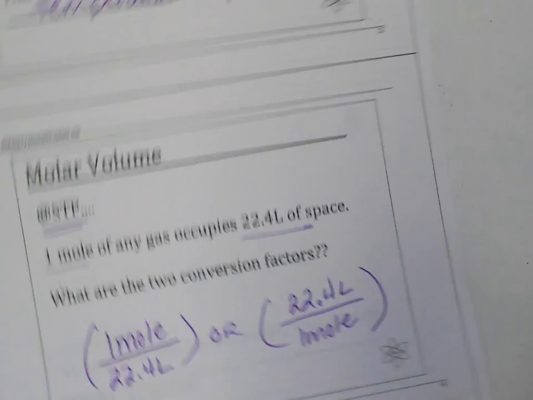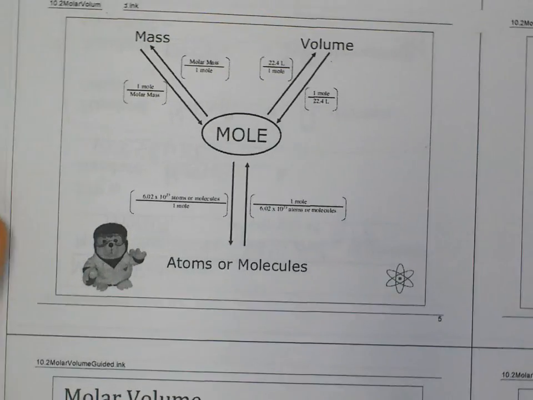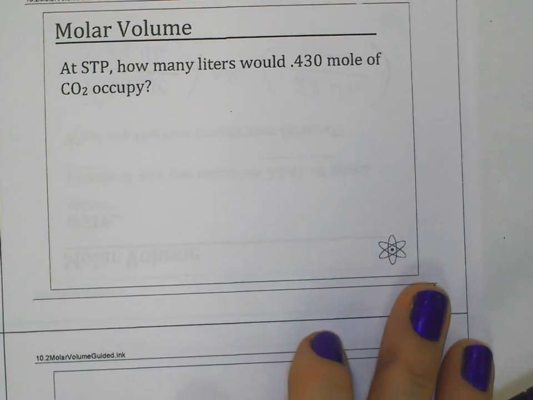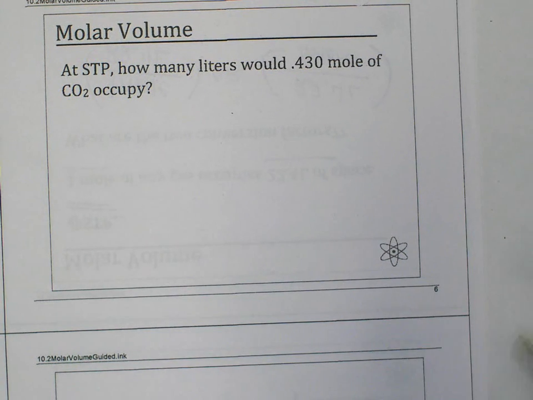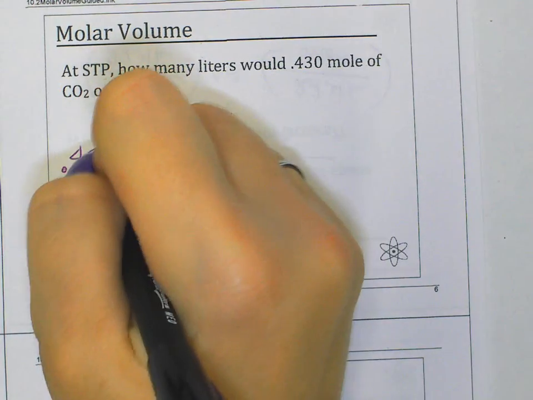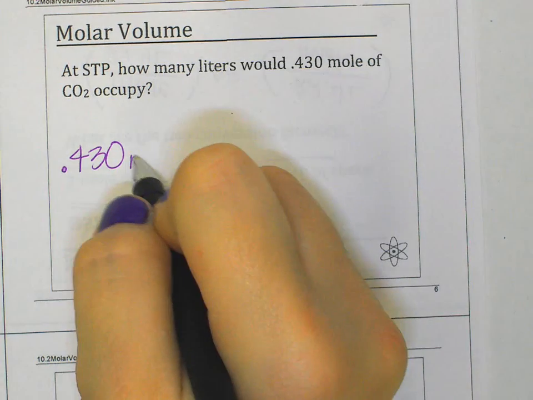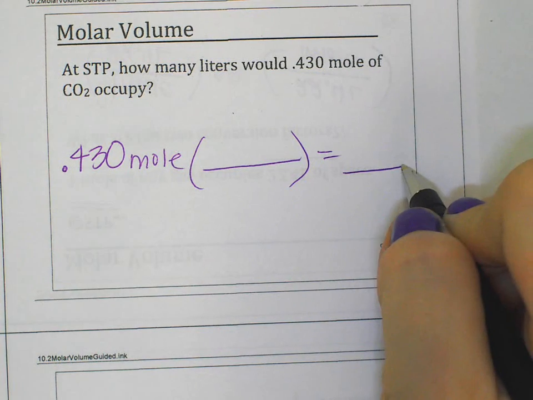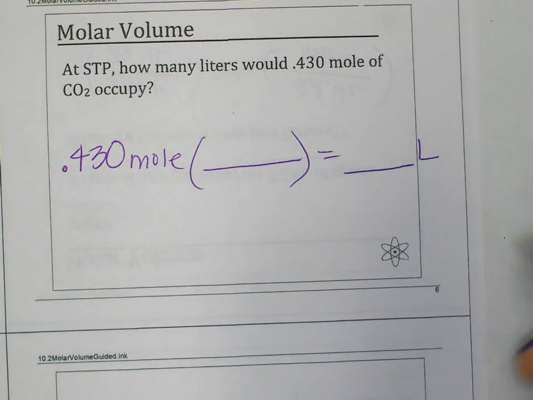All right. So let's just do a couple of quick examples and then you can be on your way here. Remember, as always, you can use this Y diagram. We're going to be focusing on this volume section of it today. All right. So the first question here is, at standard temperature and pressure, how many liters would 0.430 mole of carbon dioxide occupy? So real simple then, we start with our known 0.430 mole of carbon dioxide, and I am going to switch that into volume. Volume is liters.